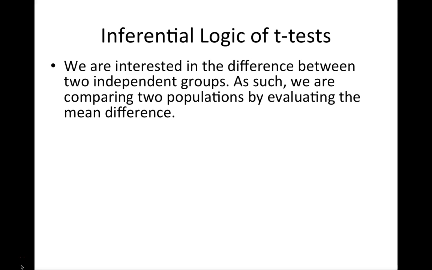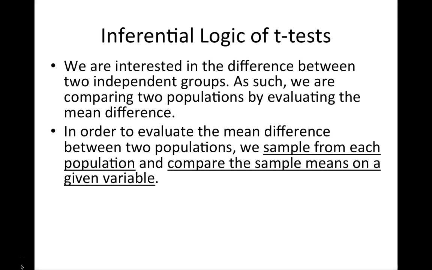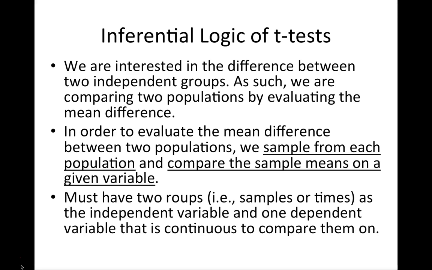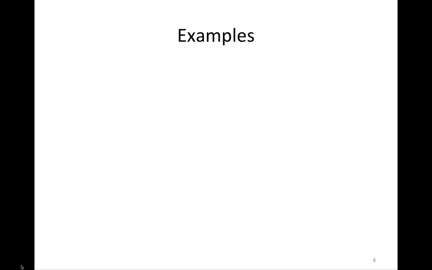And so when we think about the inferential logic of t-tests, we're interested in the difference between two independent groups, and so we're comparing two populations by evaluating the mean difference. And so in order to evaluate the mean difference between two populations, we sample from each population and compare the sample means on a given variable. And so we must have two groups, that should say groups, samples or times, for example, as the independent variable, and one dependent variable that is continuous to compare those groups on.